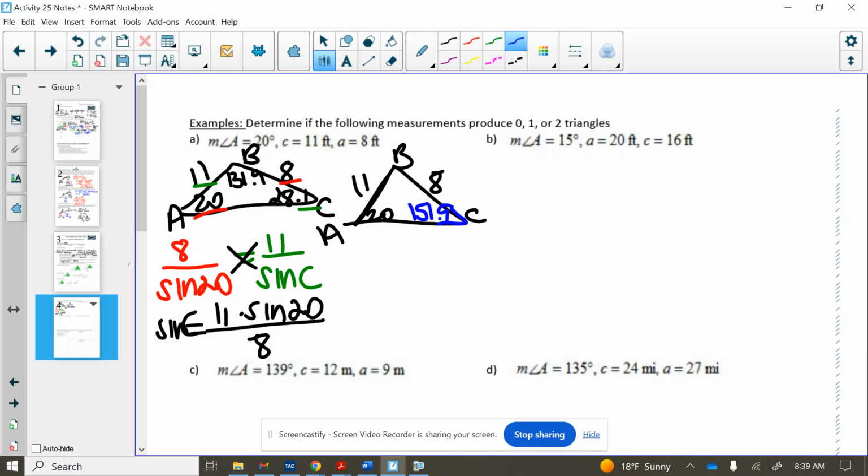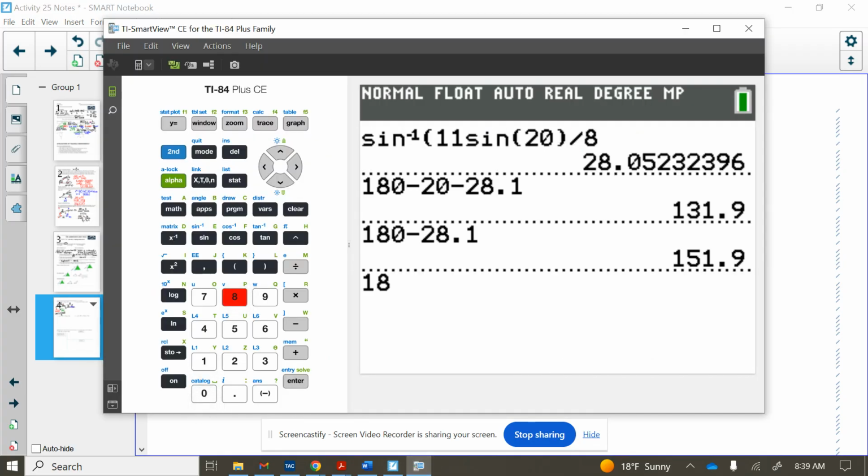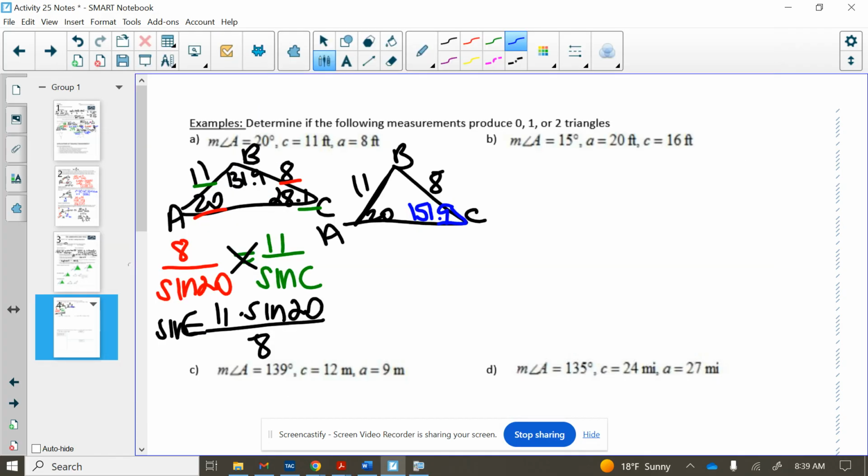Well, 151.9 is the other possible angle. And again, if we try to figure out, okay, is this going to be small enough so that if we look for angle B, will it exist too? We find that this is small enough that angle B would also exist, and both triangles would have small enough angles that they all exist. So we would say that this is a two triangles possible situation.